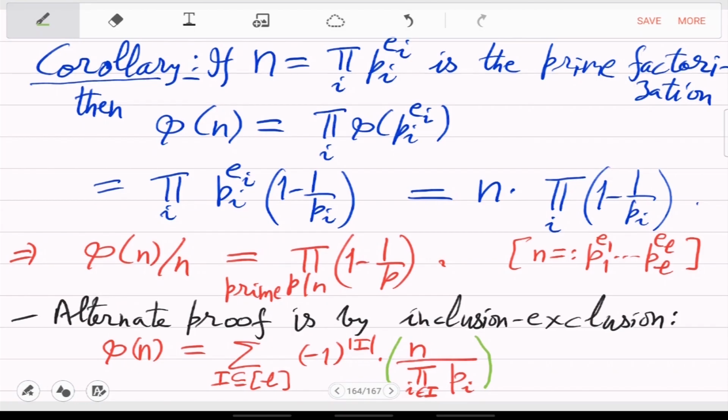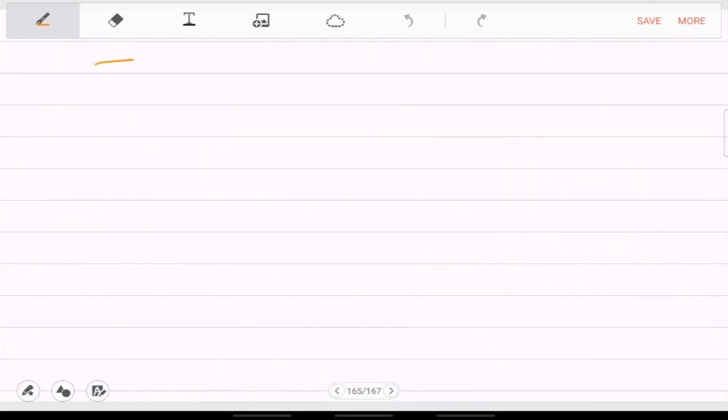And there is another way to write this. So this can also be written as sigma mu of d times n by d, where d is a divisor of n, and where mu is what is called the Mobius function.